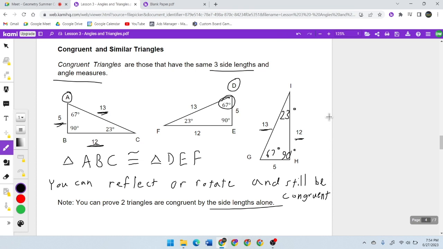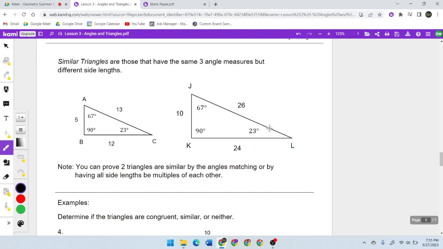So wait, the same lengths are in the... Yeah, triangle GHI is congruent to the other two triangles I already said. And the reason why is because their side lengths are congruent, and because their side lengths are congruent, automatically their angles are congruent as well. Okay. And with that, we're going to move on to the next topic, which is similar triangles.